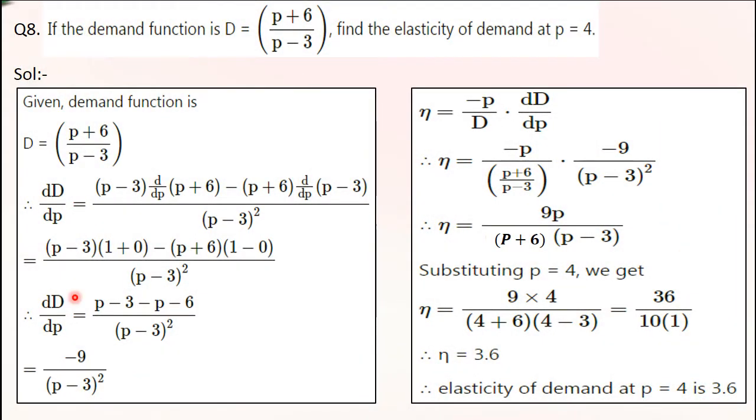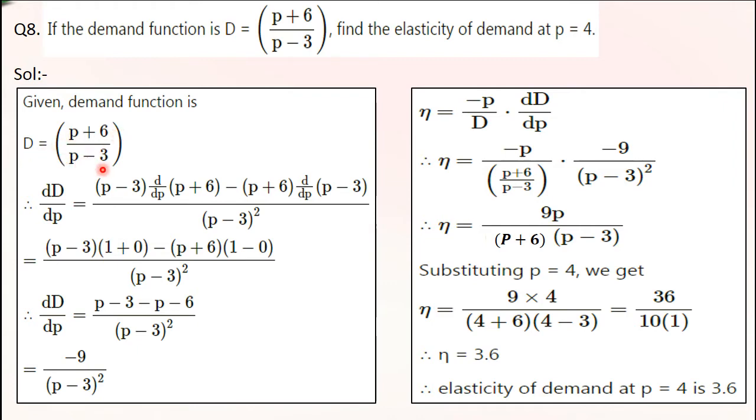Question number 8. If the demand function D is equal to (P plus 6) upon (P minus 3), find the elasticity of demand at P is equal to 4. Now, to find the elasticity of demand, we need the derivative of D with respect to P. So, D is equal to (P plus 6) upon (P minus 3).